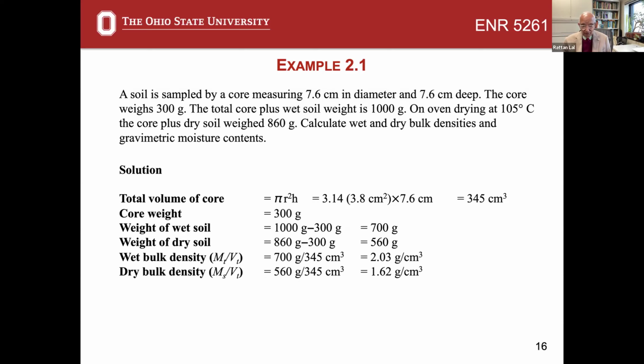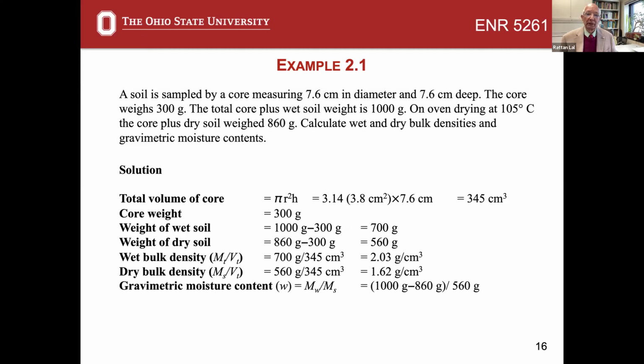Then you calculate the dry density, which is 560 gram divided by 345. You get 1.62 gram per cubic centimeter, which is the same thing as a megagram per cubic meter, because there are a million gram in a megagram and a million cubic centimeter in 1 cubic meter. So the unit gram per cubic centimeter is the same thing as a megagram per cubic meter.